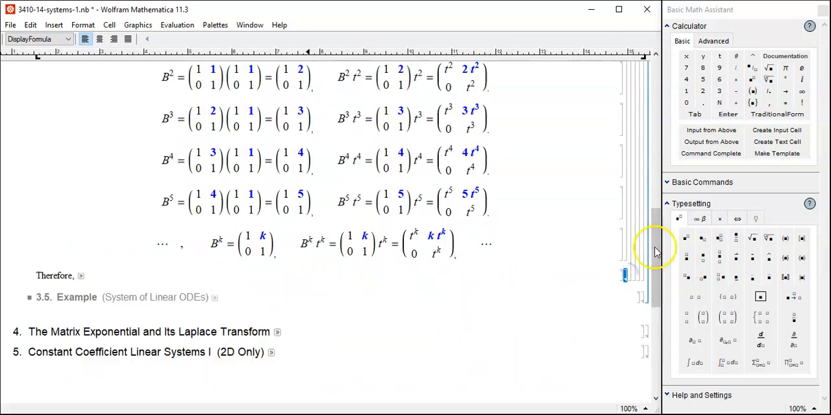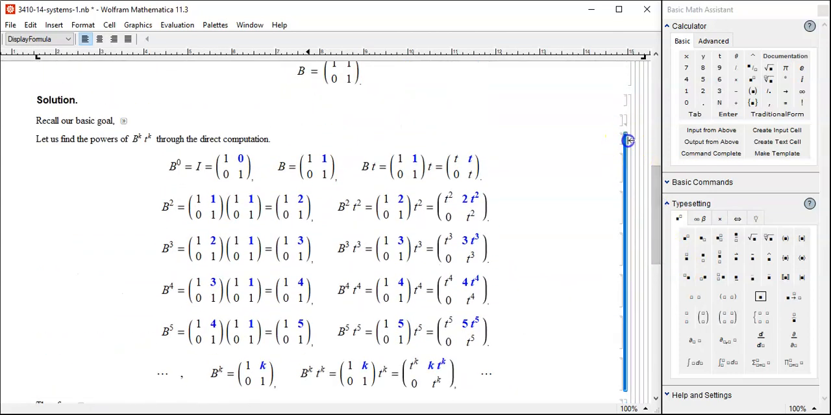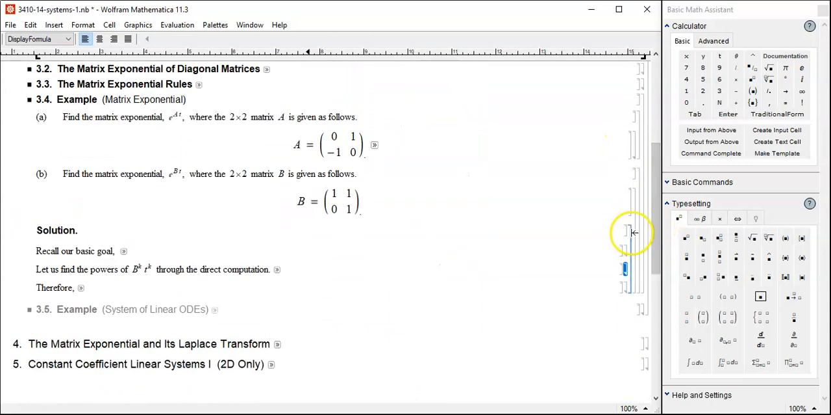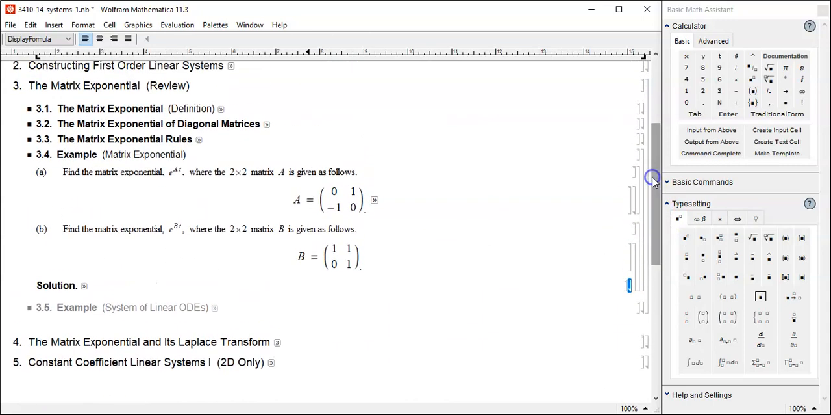Okay, we went through a couple of examples that required a lot of tedious and unpleasant computation, but in the end, we were able to calculate the matrix exponential, e to the At power and e to the Bt power. That's where we are going to stop.